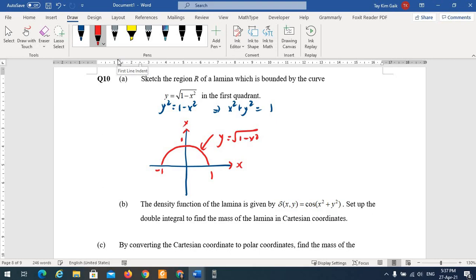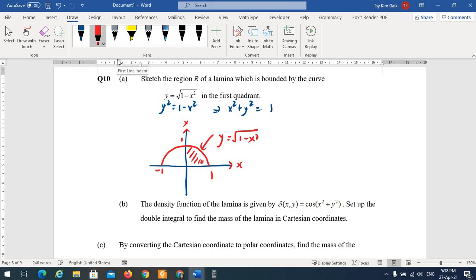So the equation for the semicircle is from here. If you cut it at the x-axis, you make y the subject. So this is y, the upper part is y positive, that's y equal square root 1 minus x squared. So in the first quadrant, they want the first quadrant, so it means it's only this part. So the region R is in the first quadrant, x positive, y positive.